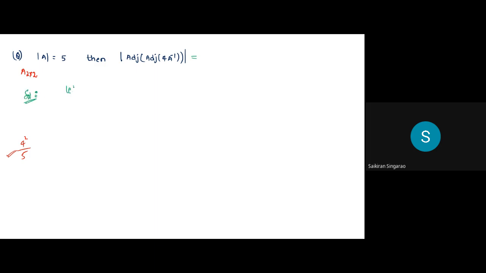What will I call? Let 4A inverse be equal to B. So what will this become? Determinant of adjoint of B. I think this much you understood. So what will this come as by our formula? Determinant of B whole to the power of n minus 1 square. What is n here, sir? n is 2. So determinant of B whole to the power of 2 minus 1 square. So that is basically determinant of B only.